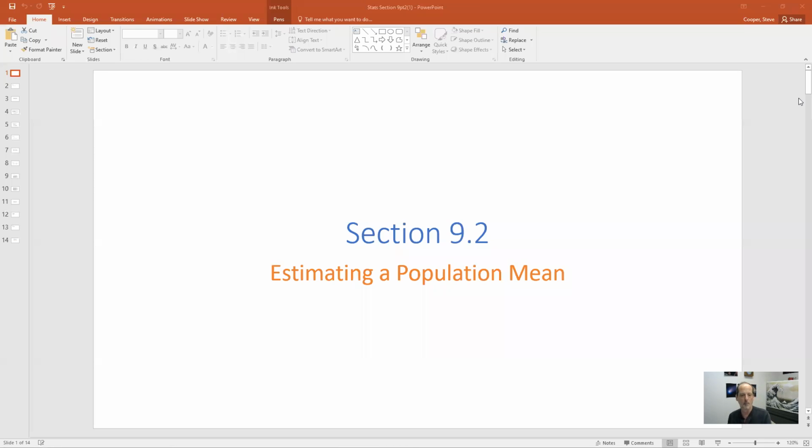Okay, so we're going to talk about estimating the population mean, and it's a similar process, like I said, to estimating a population proportion. But before we do this, we're going to introduce a new distribution.